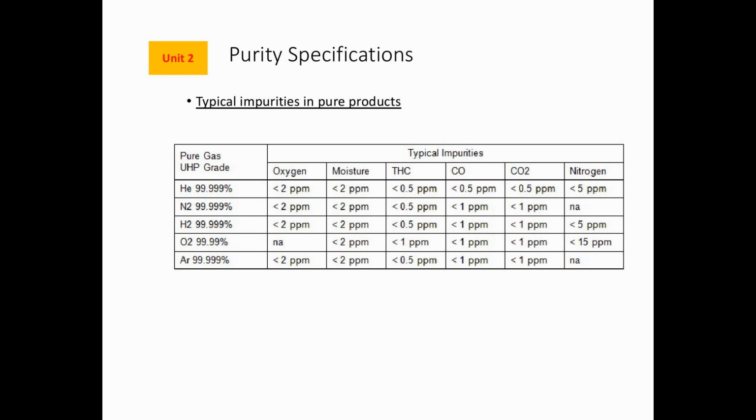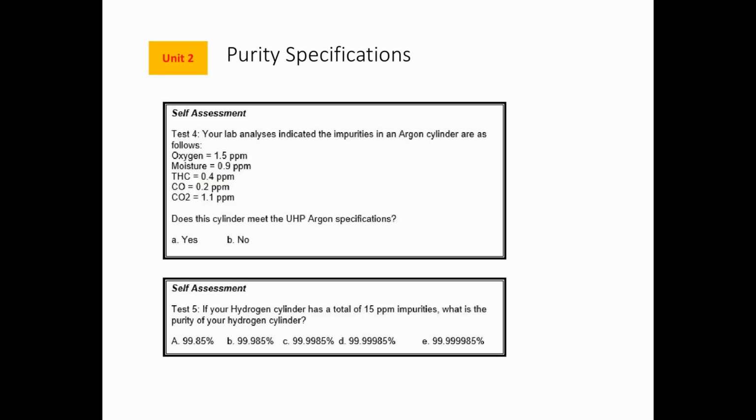Based on this, let's do a quick test. Just pick one. Test 4. Your lab analysis indicates the impurities in an argon cylinder are as follows. Oxygen 1.5 ppm, moisture 0.9, THC 0.4, CO 0.2, CO2 0.1 ppm. Does this cylinder meet the UHP argon specification? Yes or no? CO2 fail. Good. Yeah, CO2 fail. Good. Thank you. So the CO2 spec is 1 ppm. CO is 1 ppm. So your CO2 fail. When you check your spec sheet, you perform the analysis, check the total impurity, check the individual impurity, make sure it meets spec.